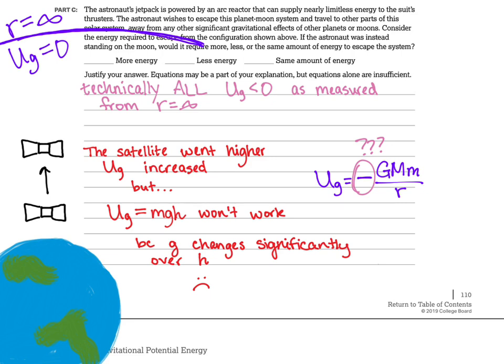When we do stuff in the lab and we work with mgh, you have the luxury of choosing where h equals zero, where your reference point is going to be, all right? So mathematically speaking, it makes sense to choose essentially h equals zero at r equal to infinity. So what that means is that technically all gravitational potential energy, when we're talking planetary scale or bigger, is always negative, right? So 0 is the biggest number that you will get.